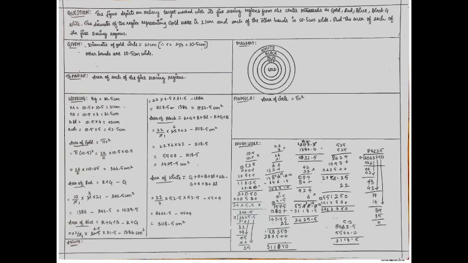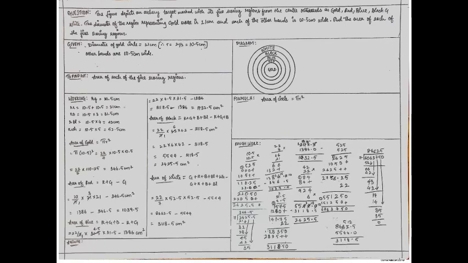So what we have to do is find the radius of red, blue, black and white. For the radius of the gold circle, we've already found out 10.5 centimeter. In order to find the radius of red, we have to add 10.5 plus 10.5. For blue, we have to multiply 10.5 with 3. For black, 10.5 with 4. And for white, 10.5 with 5.